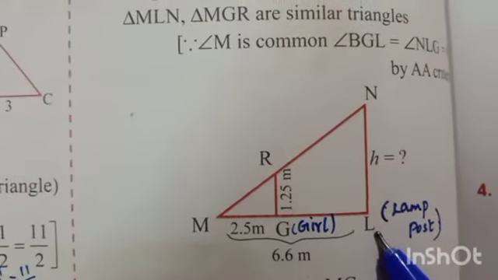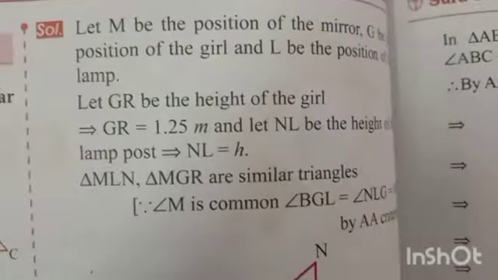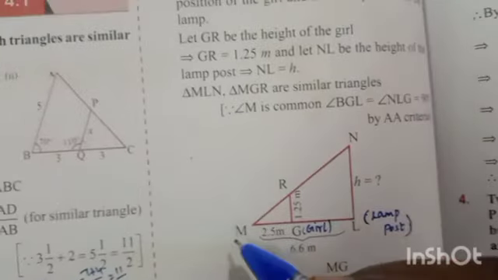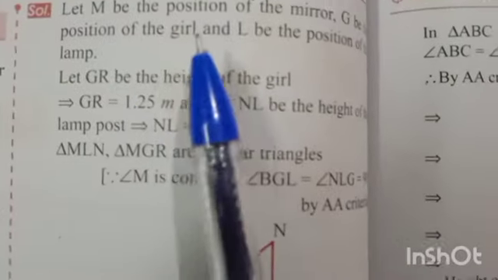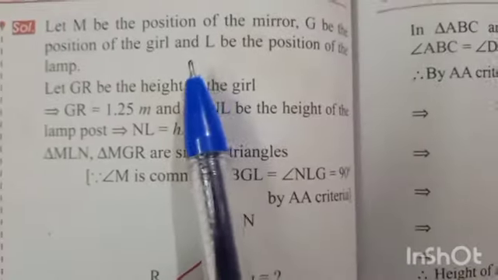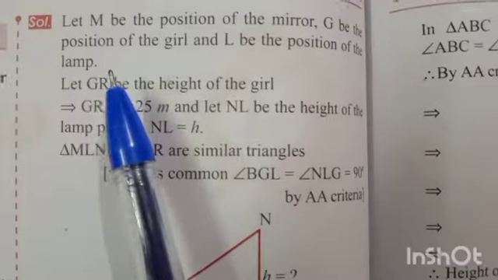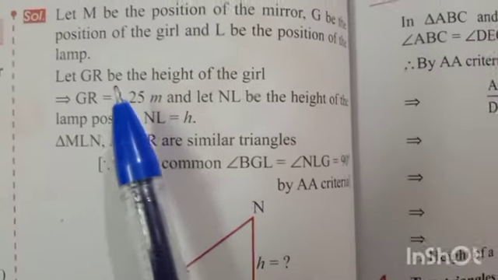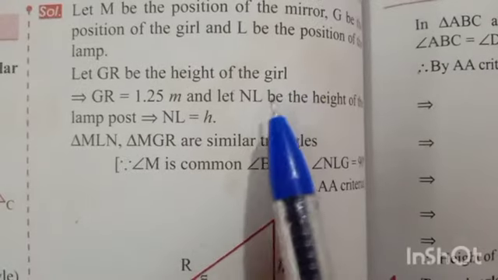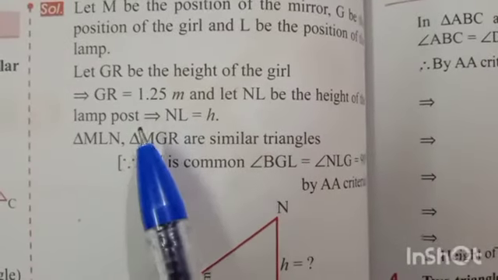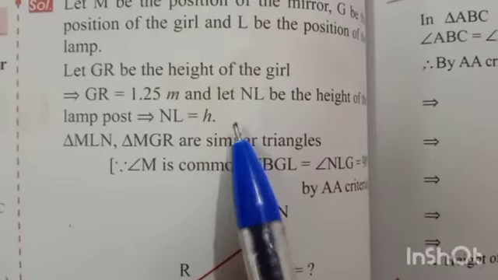Now, let M be the position of the mirror, G be the position of the girl, and L be the position of the lamp. That you have to denote. Let GR be the height of the girl, so that is equal to 1.25 meters. NL be the height of the lamppost, that is NL is equal to h.